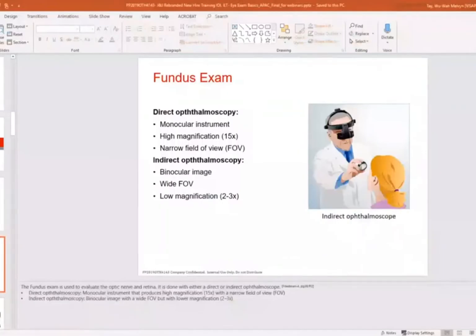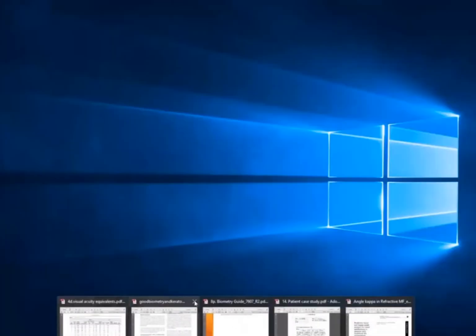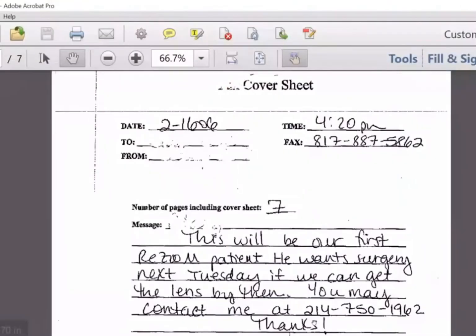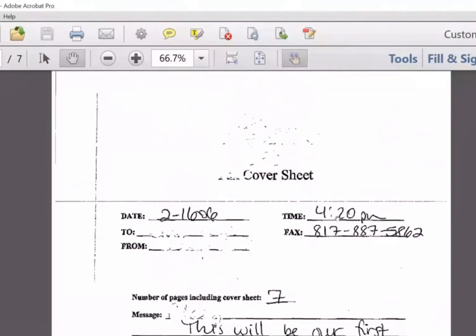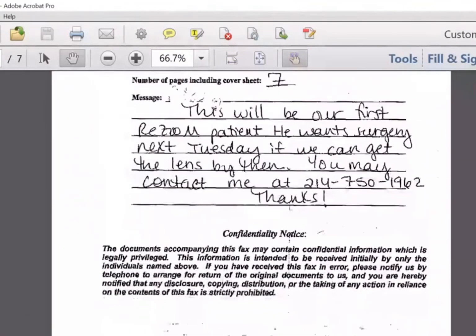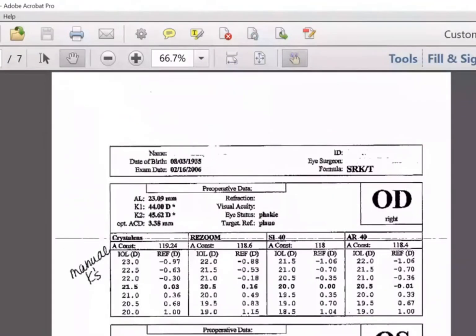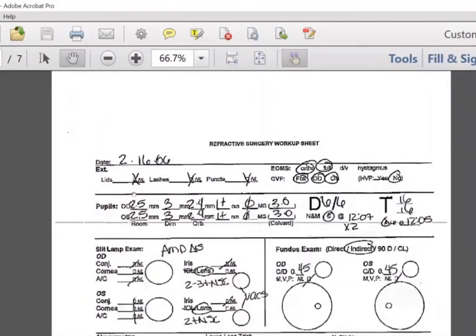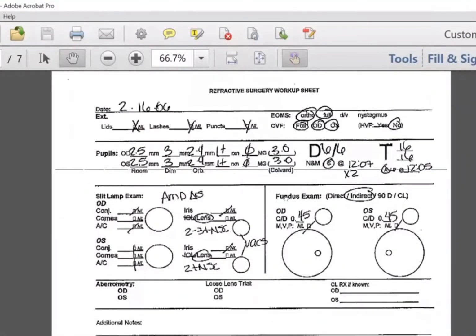All right, so that's for the Fundus Exam. I'm just going to go to the patient case notes to give you some examples of how it will look in the patient's case sheet. All right, so this is an example of a patient case sheet. If you look at the last page here, it shows you Fundus Exam.